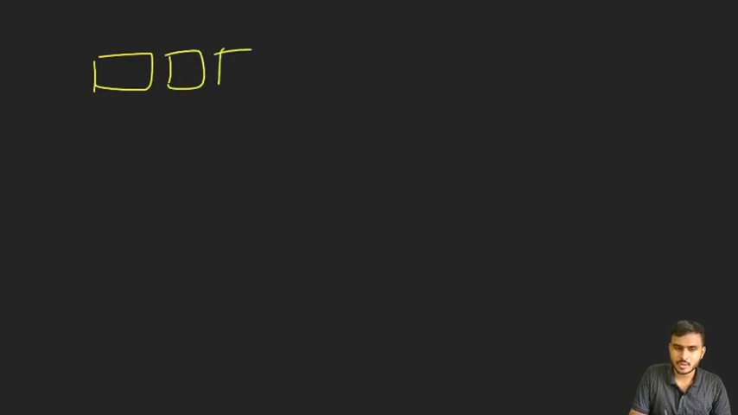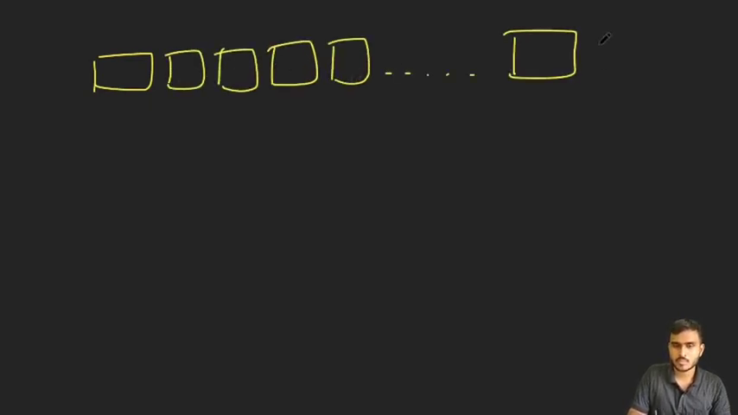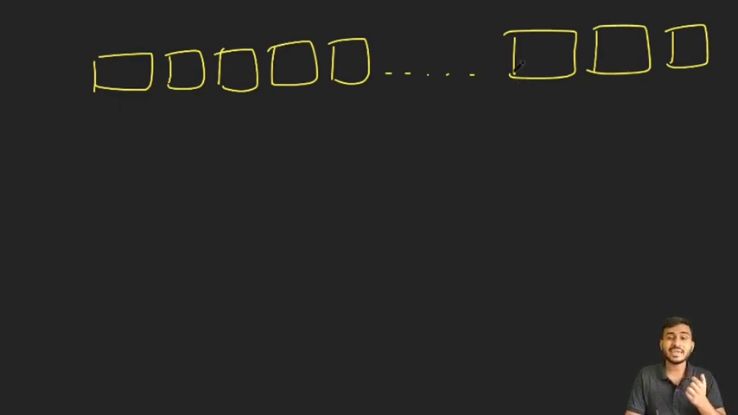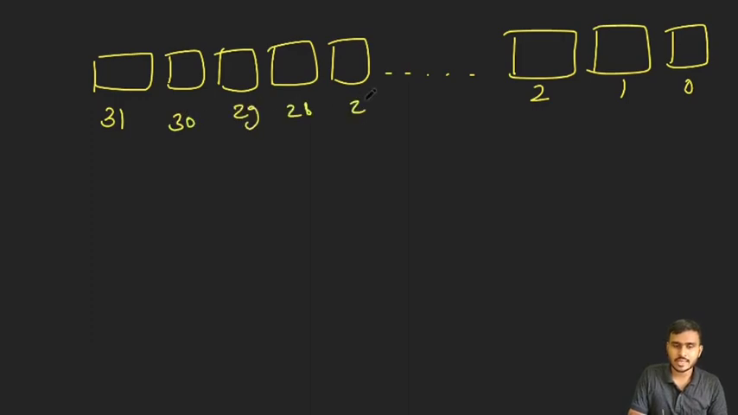Let's say we have 32 bits. Let me draw a few bits over here and give them some positions. This is my 0th position, this is my 1st position, this is my 2nd position. Let's say this is my 31st position, because the total number of bits is 32. If I start the position with 0, then the last position is going to be 31. Then this is my 30th position, this is 29th, 28th and 27th.